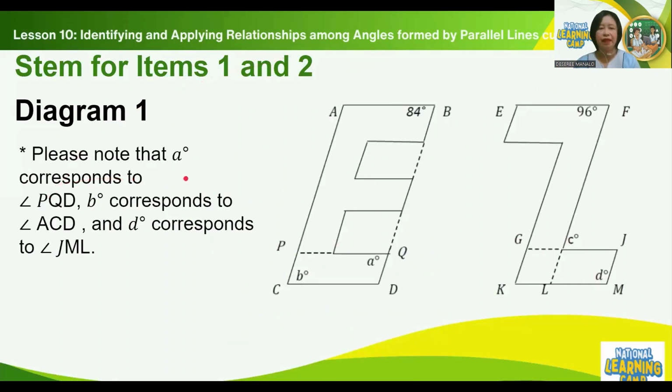Please note that a degree corresponds to angle PQD. So this one is PQD. And angle ACD corresponds to B degrees. And D degrees corresponds to angle JML.